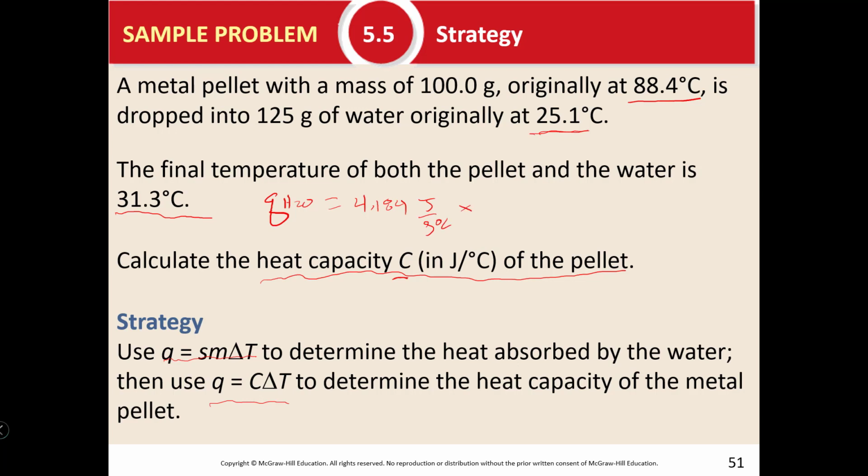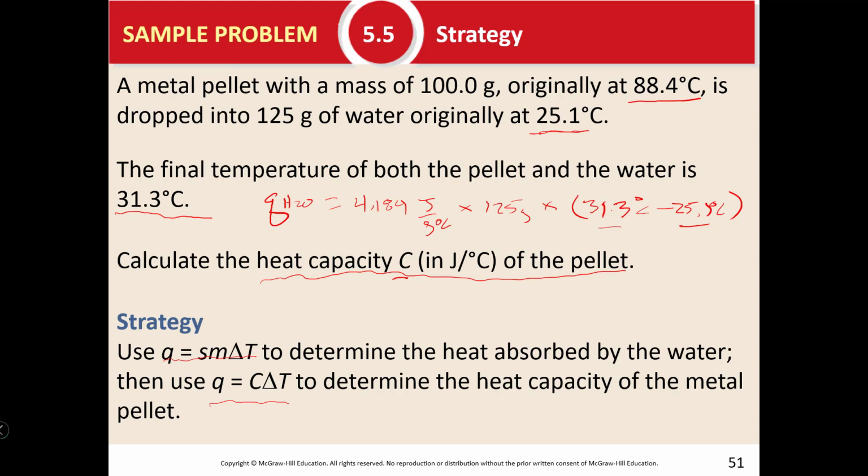You know what the mass of the water is, 125 grams of water. And you can calculate the temperature change. Initially, it was 25.1 and it settled at 31.3. So 31.3 degrees Celsius minus 25.1 degrees Celsius, because that's the final minus the initial. Make sure you know that. And you notice that this is going to be a positive value.